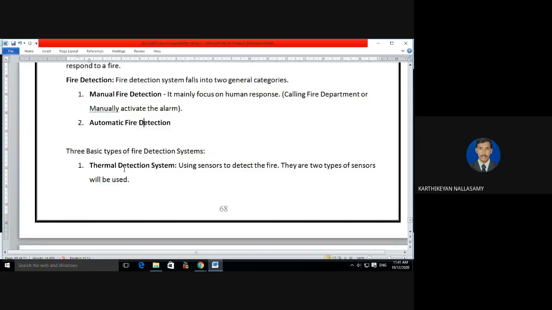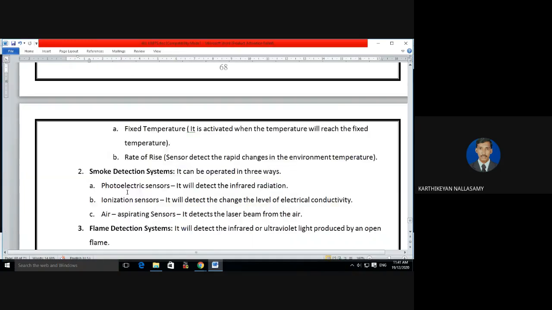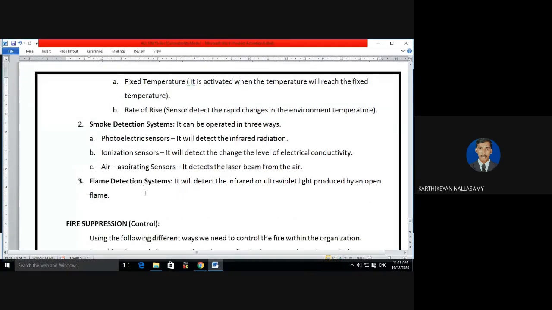Further we can use thermal sensors, which may be for a fixed temperature or a rate of rise, and also the smoke system. We are going to use different kinds of sensors based on smoke detection and flame detection. For detecting the flame level, you are going to detect your fires.